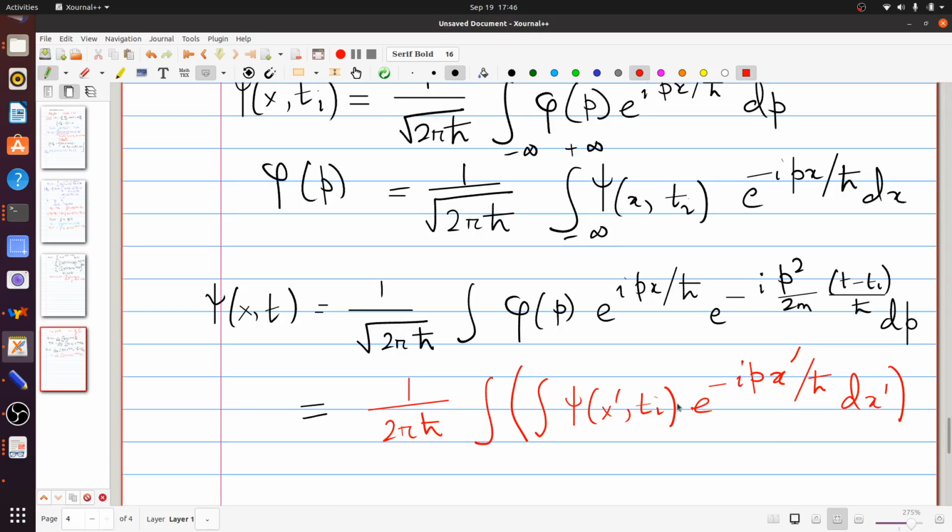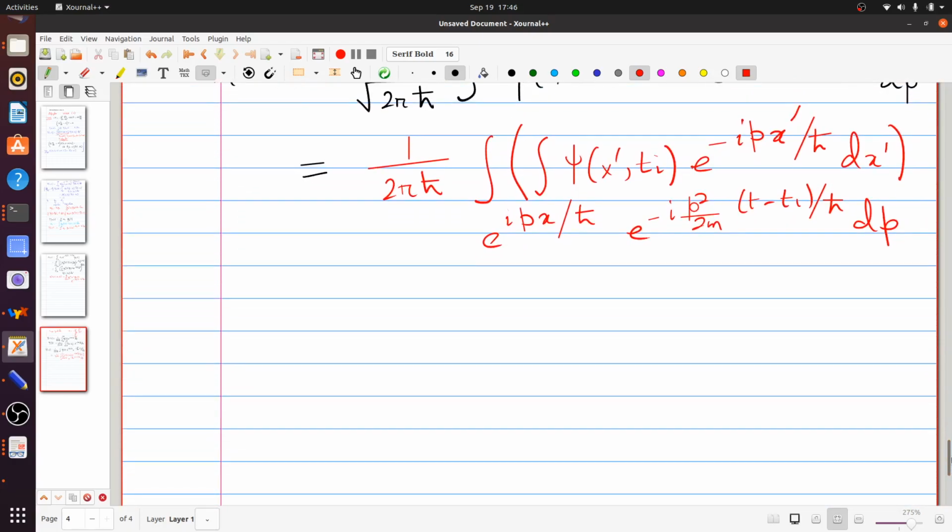This is, of course, phi of p. The rest of the factors have to be put in: e to the I px by h cross, and this really is x, the same x as on the left hand side, with a minus I p square by twice m times t minus ti over h cross. An integral, of course, with respect to p.